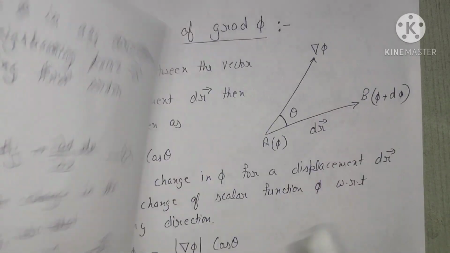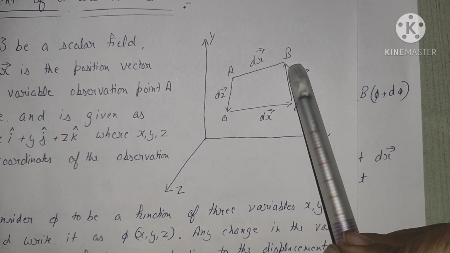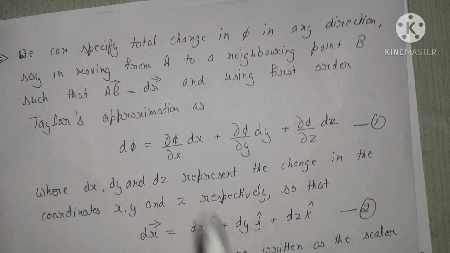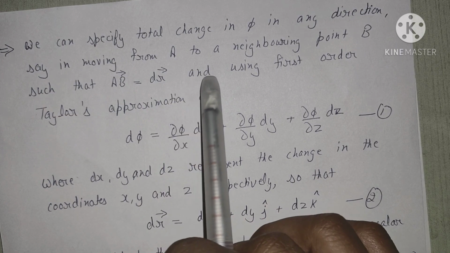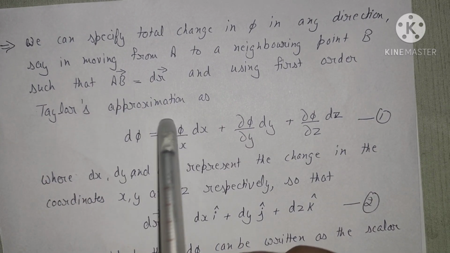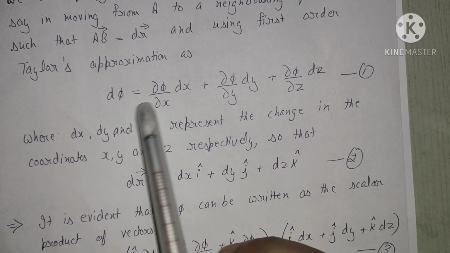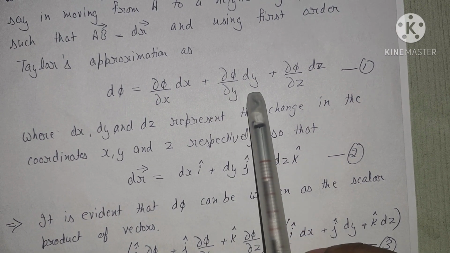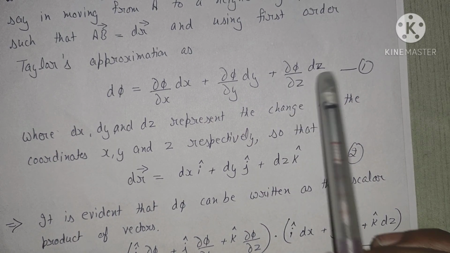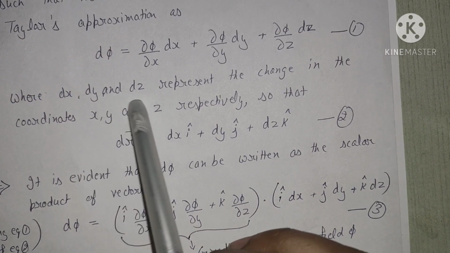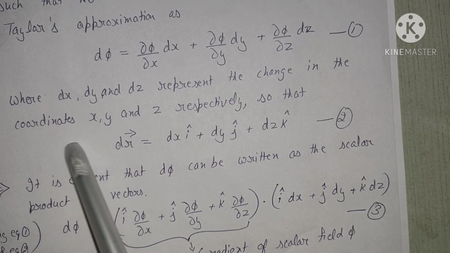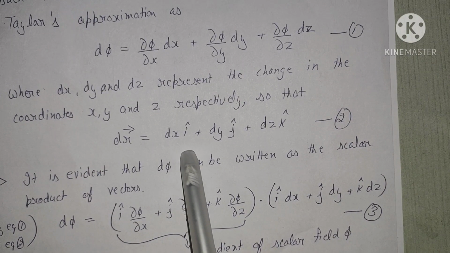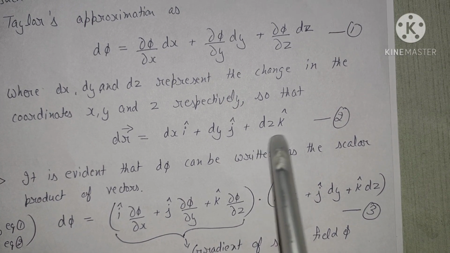We can specify the total change in phi in any direction, say in moving from A to a neighboring point B, where the displacement is dr vector, such that AB equals dr vector, and using first order Taylor approximation, d phi equals ∂phi/∂x dx plus ∂phi/∂y dy plus ∂phi/∂z dz, where dx, dy, dz represent the change in the coordinates x, y, z respectively, so that dr vector equals dx i cap plus dy j cap plus dz k cap.